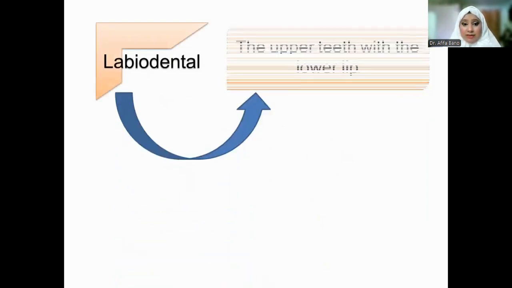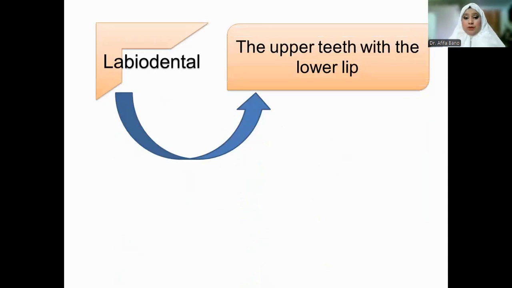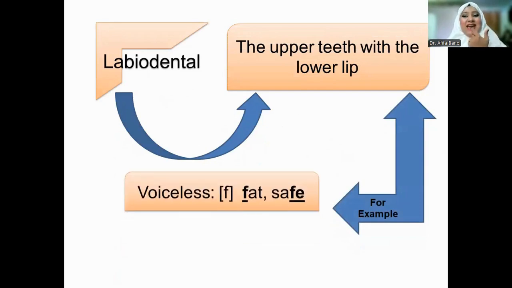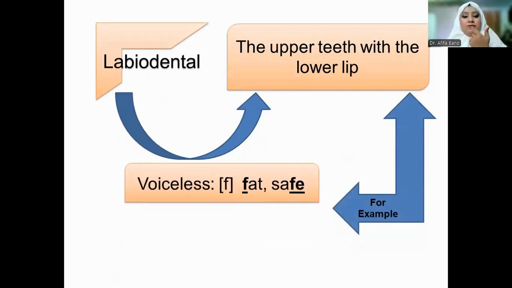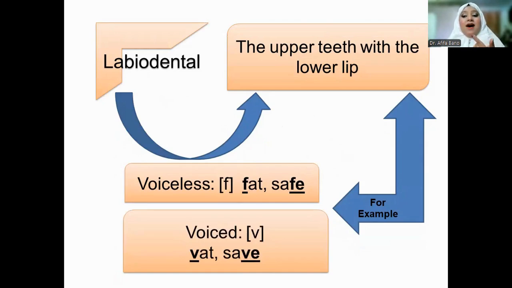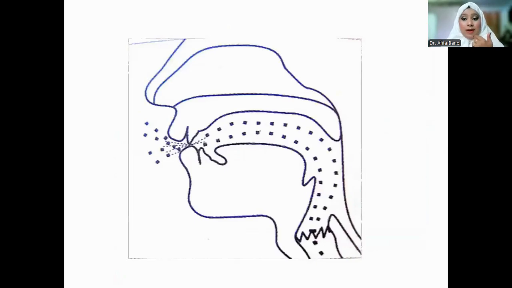Next is labiodental. In labiodental, what do we do? The upper teeth with the lower lip together make a sound. For example, fa, the voiceless sound as in safe, okay? And then va, as in save, van, fan, okay? This is called labiodental, upper teeth and lower lip. You can see the picture over here, upper teeth and lower lip and how the air is passing.